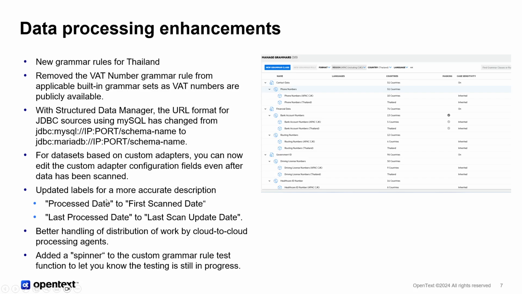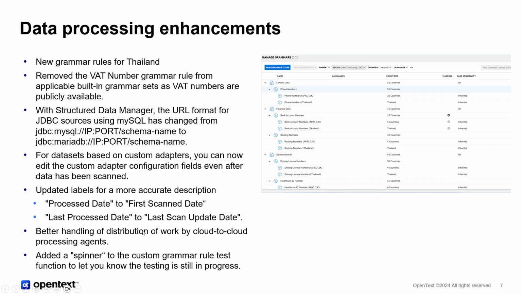We've updated some of the labels to be a more accurate description. So processing was a bit too vague. This was actually the first date that it was scanned, and the last processing date is the last date that it was scanned. Because you can actually do some processing that's not based on scan, if we've kept some of the stored content, we've tried to make these labels more accurate and more intuitive.